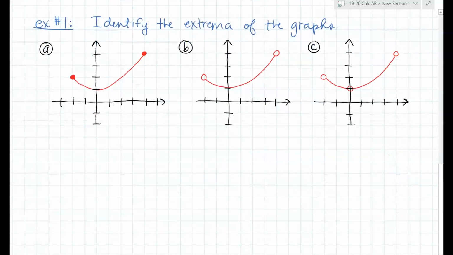So I'll just give you a second here to draw those out. Notice that part C has 3 empty dots, okay? At -2, 2, at 0, 1, and at 4, 4. Give you another 20, 30 seconds, then we'll start talking about this.